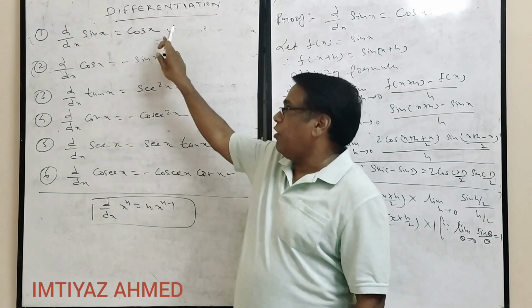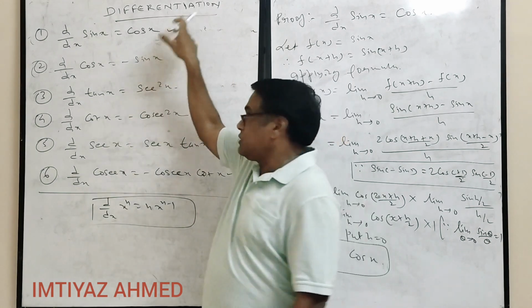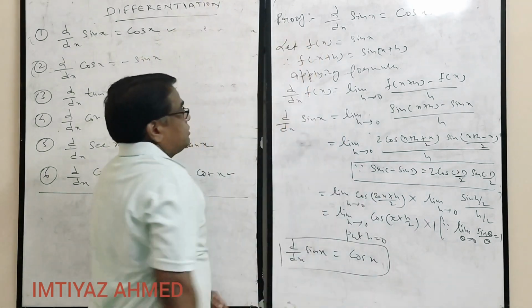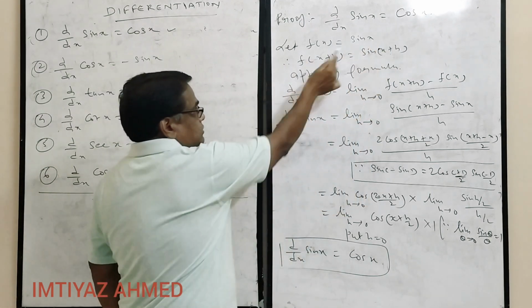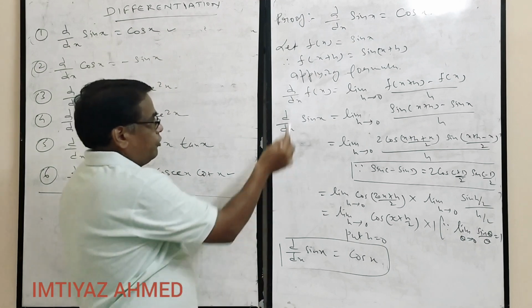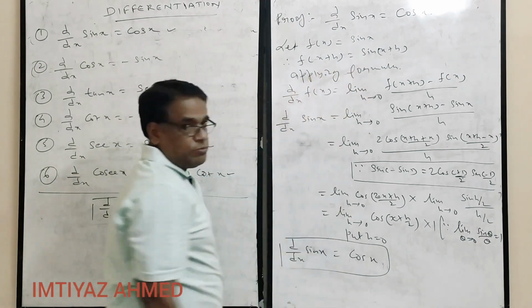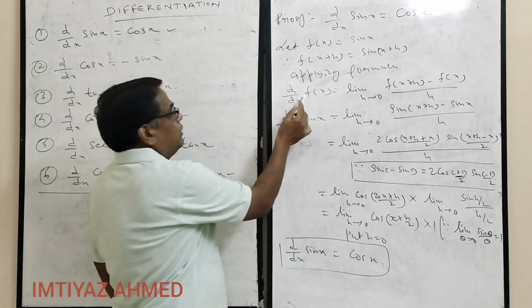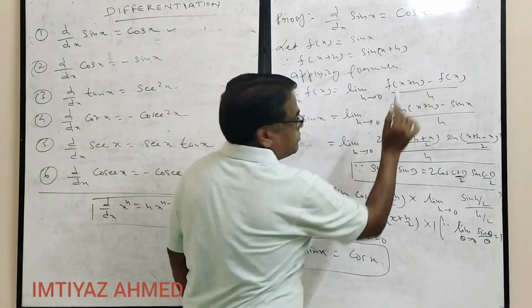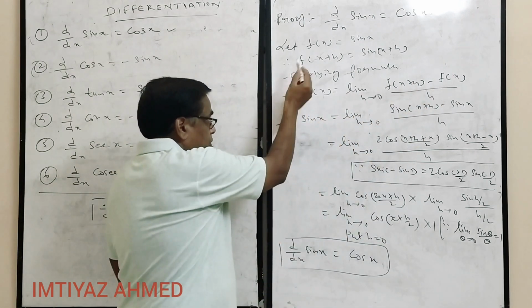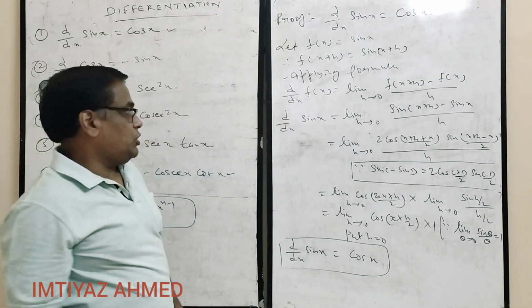Let us have a proof of d/dx of sin x. Just see to it, d/dx of sin x you have to prove as cos x. So I have taken let f(x) is equal to sin x. Therefore f(x plus h) will be sin(x plus h). Applying the formula d/dx of f(x) is equal to limit h tends to 0, f(x plus h) minus f(x) by h. Instead of this we can say by definition of differentiation also.